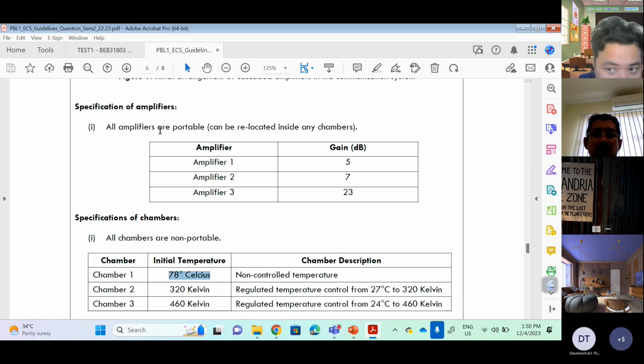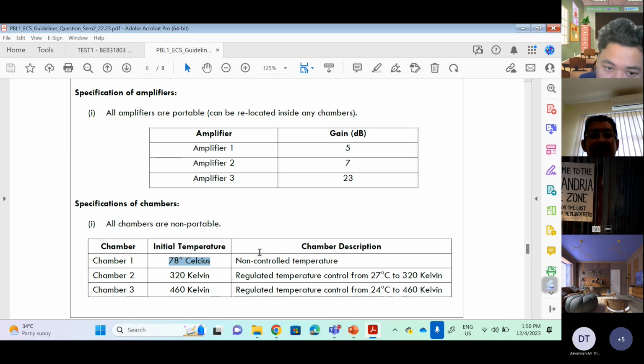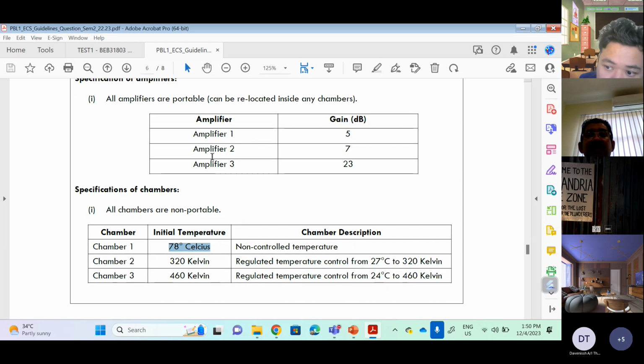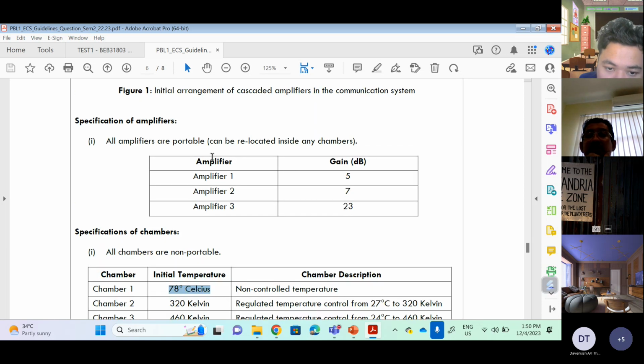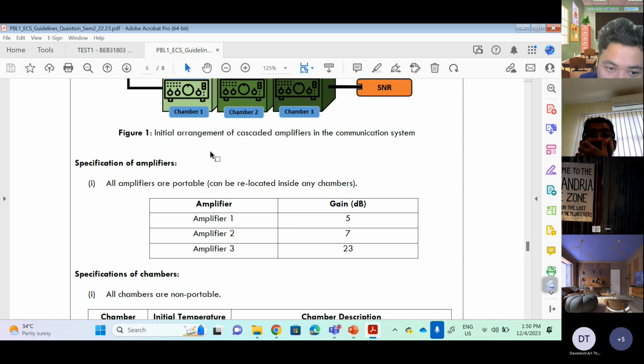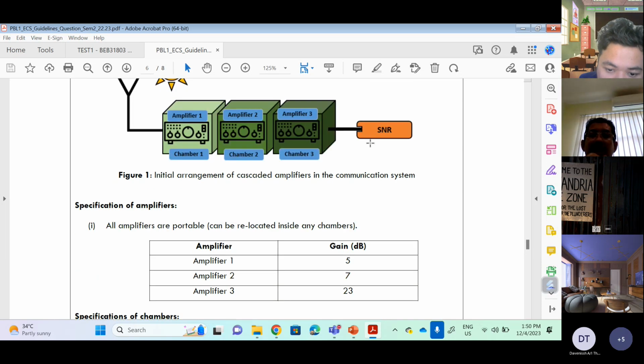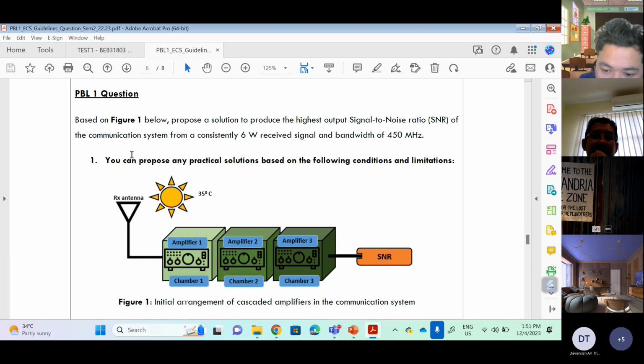Boleh juga you buat amplifier yang mempunyai suhu, berapa suhu yang sesuai. Adakah nak letak suhu 27 darjah atau yang maksimum? You boleh buat analisis. So you kena cadangkan dari segi yang pertama adalah susunan amplifier, yang kedua adalah dari segi temperature berapa yang sesuai untuk kita menghasilkan SNR yang terbaik pada output daripada receiver ini. Itu adalah first question, soalan yang pertama.